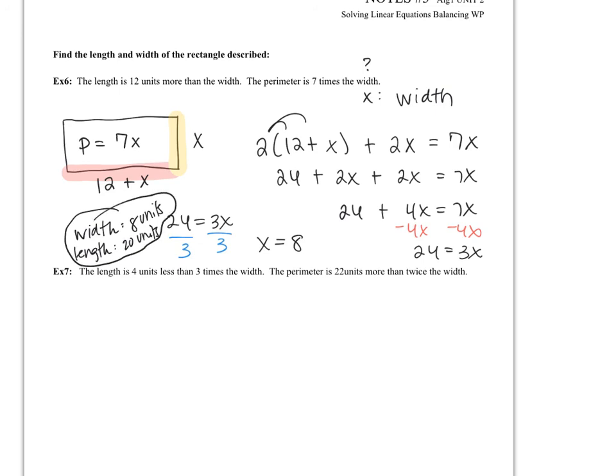Try example 7. Again, I would start by drawing a picture, modeling it after what we just saw. Pause the video, press play when you're ready to check your answer.